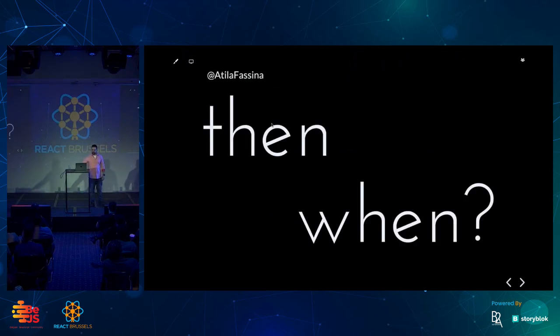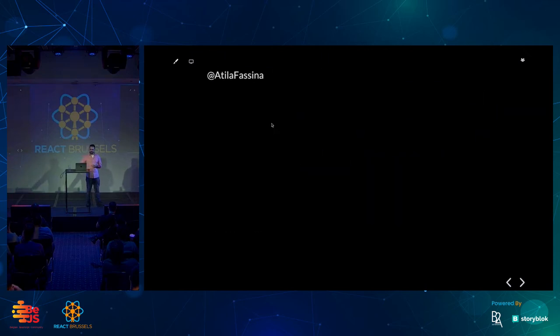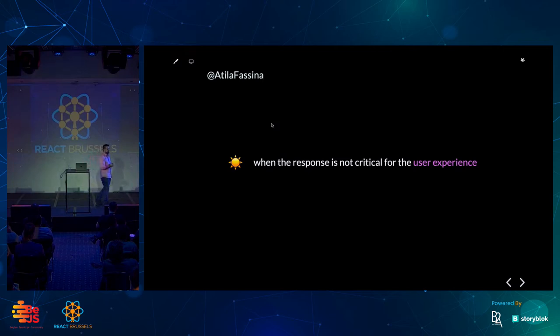Because there are situations where you don't actually want it to be. So when can you be? First, when the response is not critical to the user experience. For example, on a login form, you don't want to be optimistic about it because you need to check that password. Or, if you have a bank, you don't want to be optimistic about a transaction.